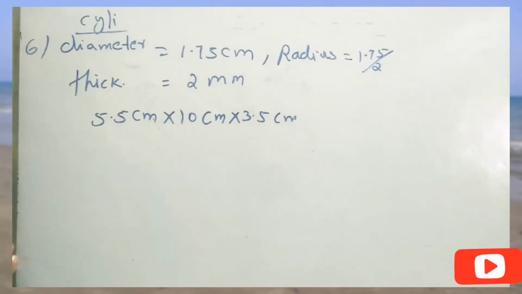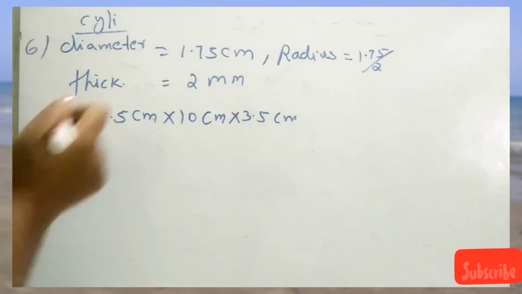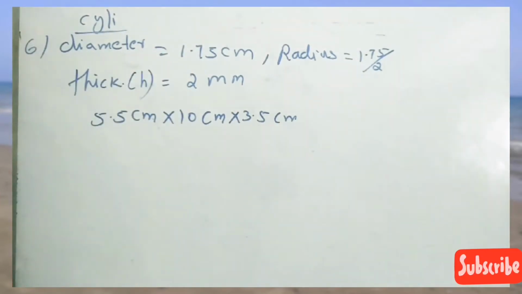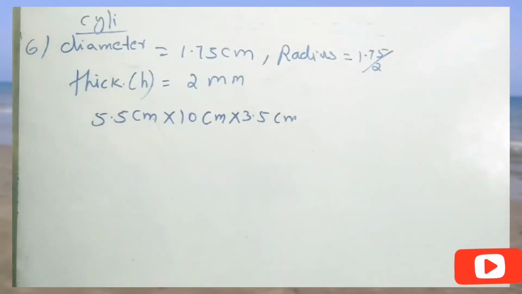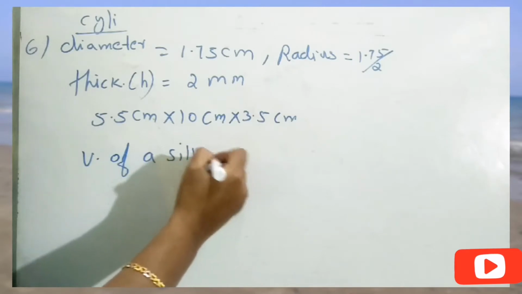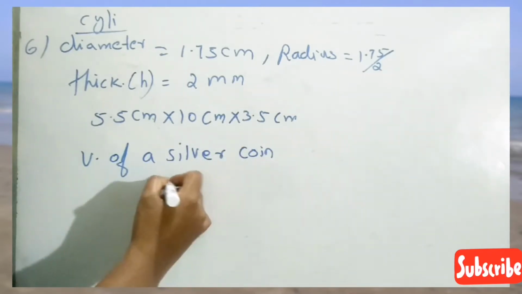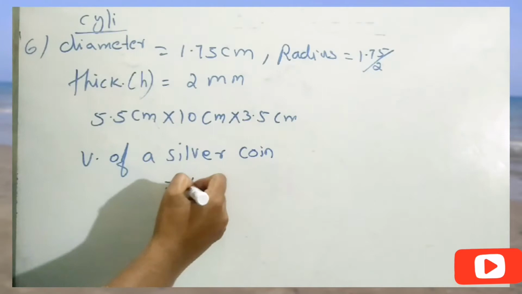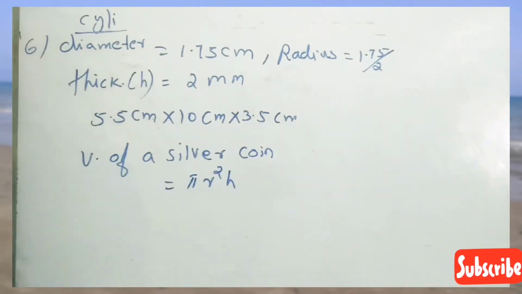Now thickness is given. Thickness means the height of the cylinder. So by using these two pieces of information, we can find out the volume of a silver coin. Since this is a cylinder, the volume is equal to pi r square h.